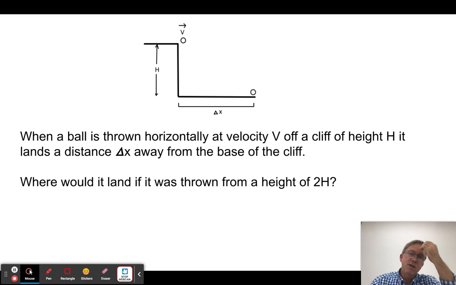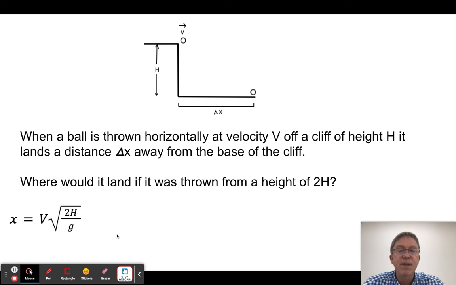But what if we were asked this question? A ball is thrown horizontally off a cliff at velocity v from height h. It lands distance x away. Where would it land if it was thrown from height 2h? Again, I'm just going to go back to that equation I established by using the horizontal velocity equation and then using the height to figure out what the time is. So that's this equation here.